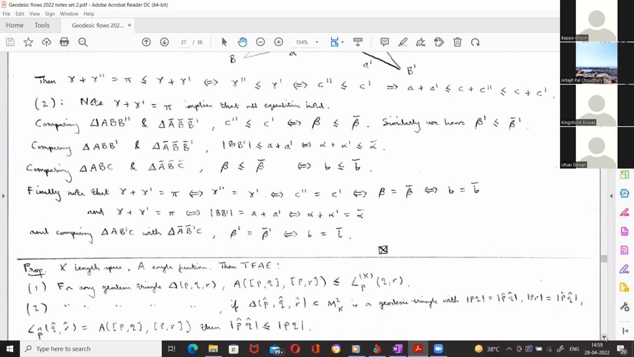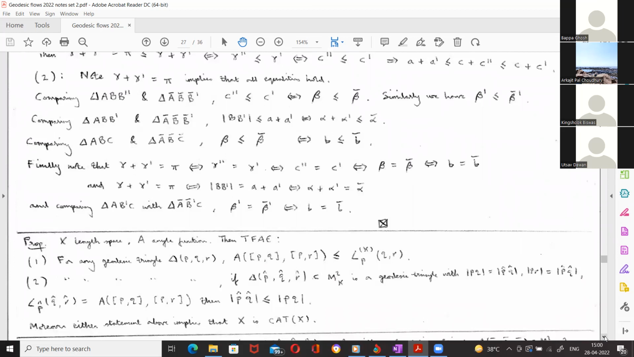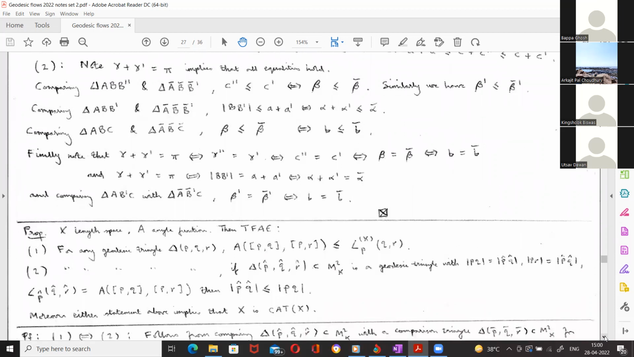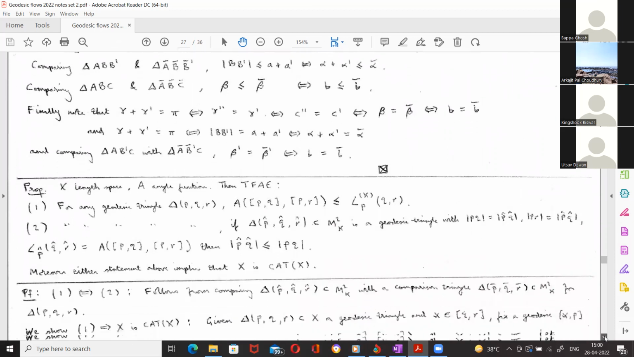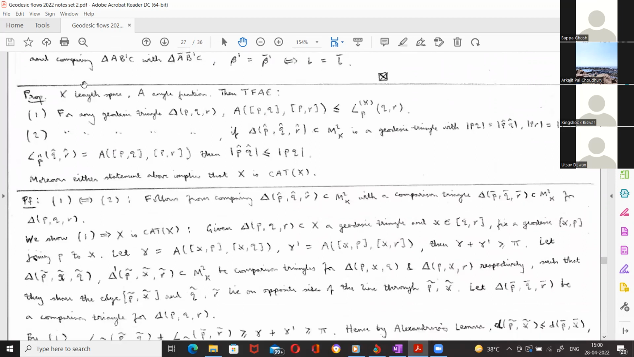Okay. So now we can give a sufficient condition for a geodesic space to be CAT(kappa). That is the following proposition: if X is a length space and A is an angle function, it may be the Alexandrov angle, or it could be just some abstract angle function. For a Riemannian manifold, it could be the Riemannian angle. Then first of all, the following are equivalent.